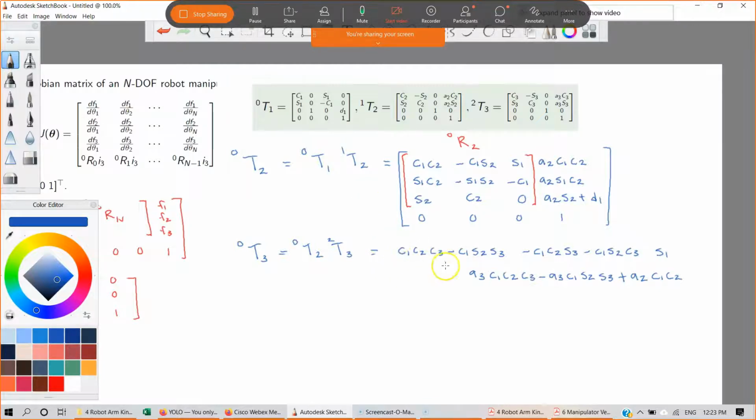All right. So that is the first row. And we still need to do the second row, third row, fourth row. Okay, let's speed this up. So I'm going to start here now. So this row multiplied this column. So S1, C2, C3, this multiply this, plus this multiply this, right? Minus S1, S2, S3.